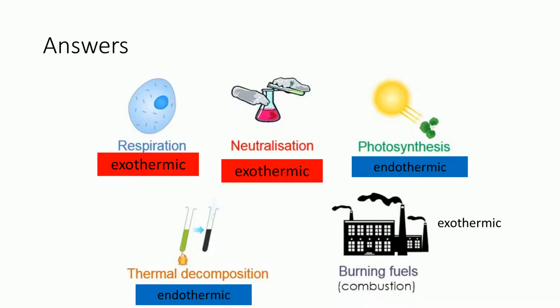And then lastly, we've got combustion, which we've got energy coming out of that, and light, that's why we use it so much, and we know that's an exothermic reaction. So again, if you got some of those wrong, you should maybe go back and read up about those reactions. Those are the only 5 reactions that you will be asked about in terms of exothermic and endothermic reactions.